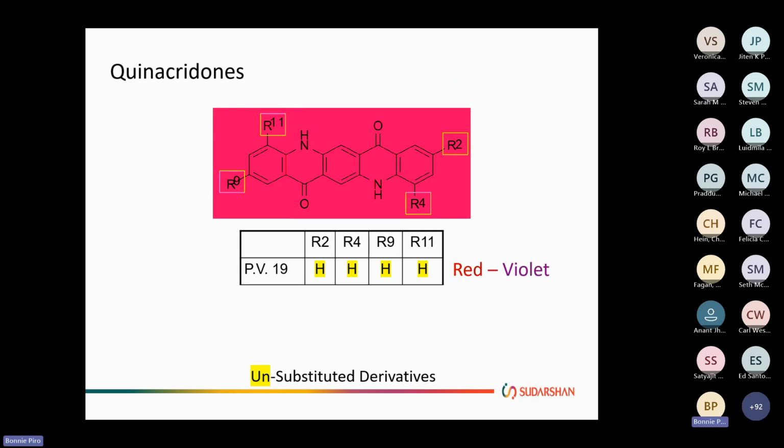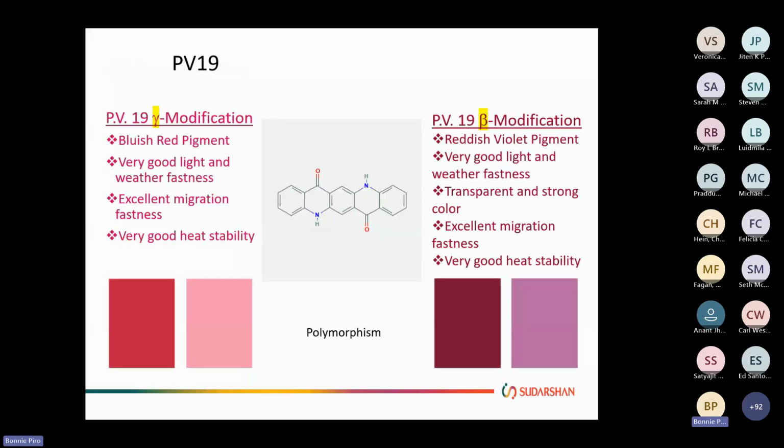So if we go a little bit more into the detail, the unsubstituted version is, as I mentioned, the Violet 19. Two modifications, of course, are the gamma, the red shade, and the beta, the more blue or violet shade. Both, because of the actual chemistry itself, are going to have very good properties, very good light fastness and weather fastness, excellent stability for heat, as well as no interactions with other pigments like TiO2 in the formulations.